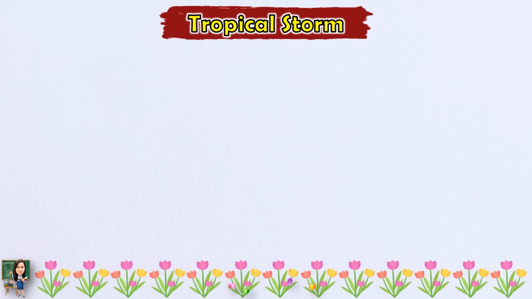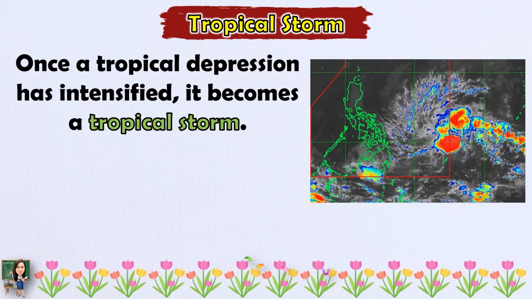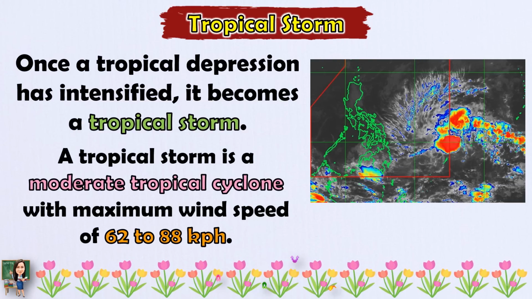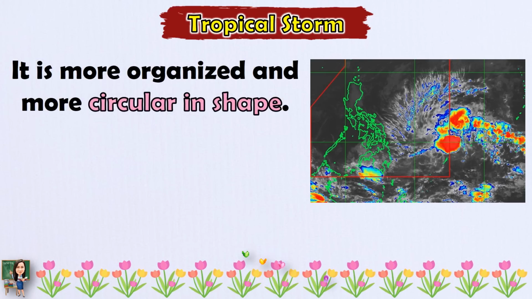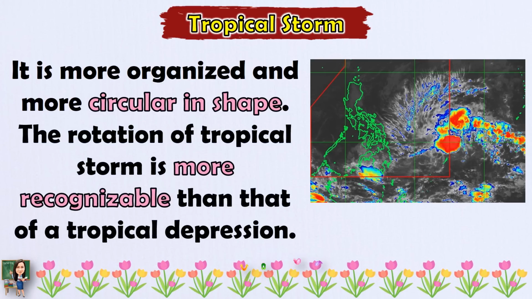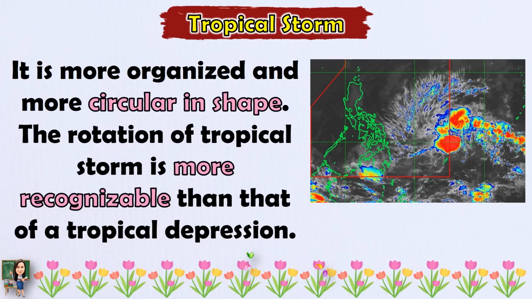Another is tropical storm. Once a tropical depression has intensified, it becomes a tropical storm. A tropical storm is a moderate tropical cyclone with maximum wind speed of 62 to 88 kilometers per hour. It is more organized and more circular in shape. The rotation of a tropical storm is more recognizable than that of a tropical depression.